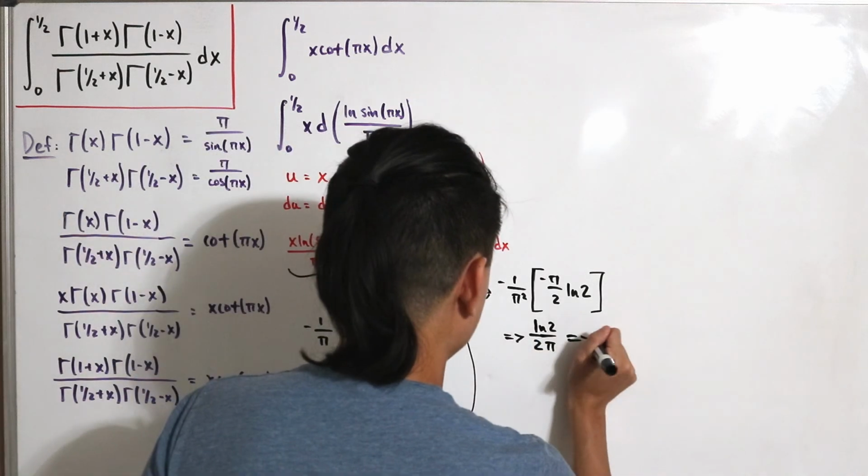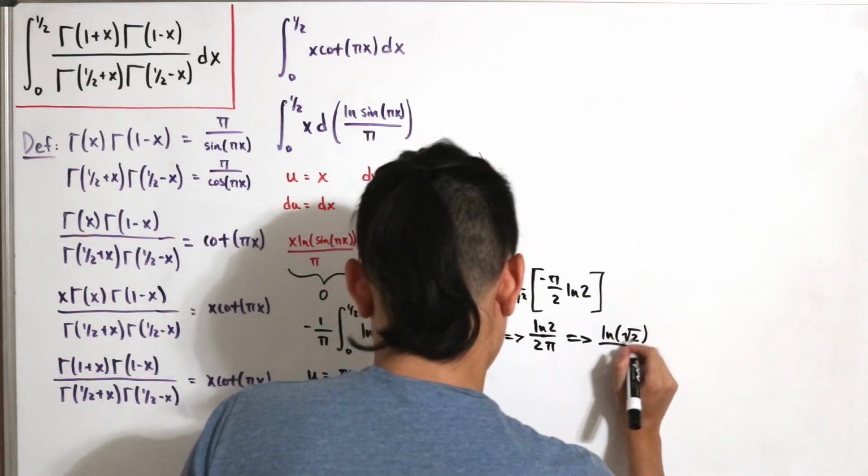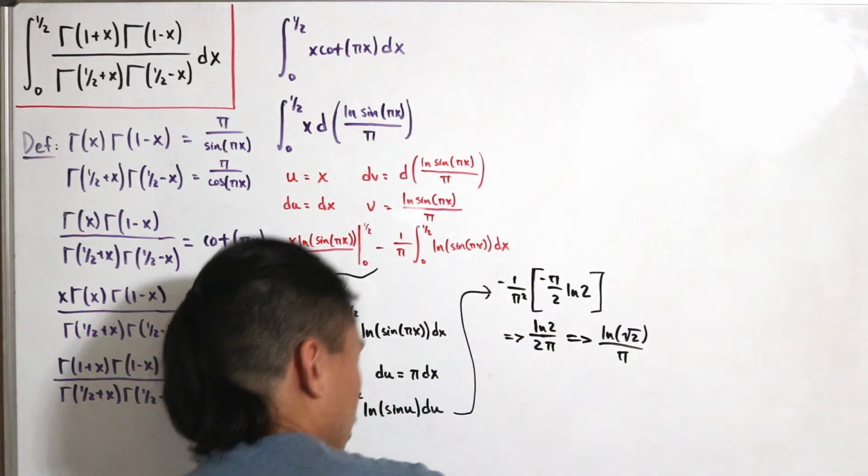Or if you want to be fancy with it, you could say that this is just the natural log of the square root of 2 divided by pi, like so. And there we have it.